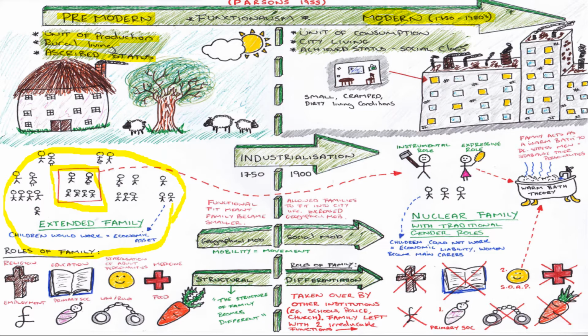And what Parsons said was we had these large extended families, and all the children, as you can see here, would often work. They were economic assets. Now, within this style of family life, the family provided all the roles of the family, as you can see at the bottom. So they were the source of religious information. They provided education for the children. They stabilized the adult personalities.